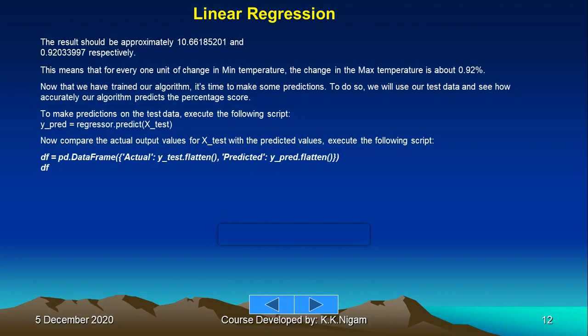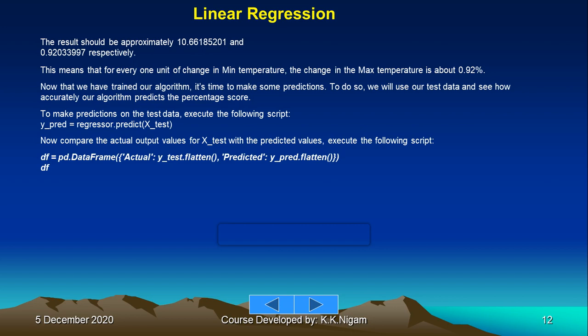Now the result should be approximately 10.66185201 and 0.92033997 respectively. This means that for every 1 unit of change in minimum temperature, the change in maximum temperature is about 0.92. This is the indication from the result that you get.